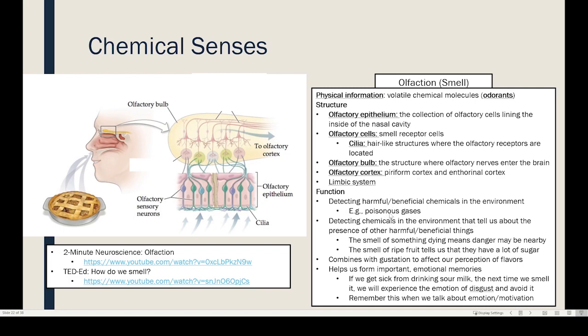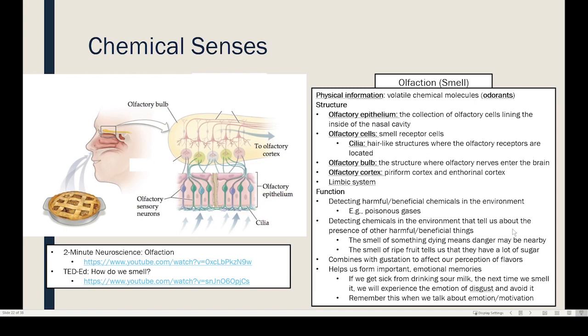So some useful functions of the sense of smell, again, detecting harmful or beneficial chemicals in the environment, like poisonous gases, but then also detecting chemicals that tell us about the presence of other things in the environment that might be good or bad. So you could smell something dying nearby, which means something dangerous might have happened or be nearby as well. So you may want to avoid that area. Or if you're a social creature, maybe go help whatever is dying.